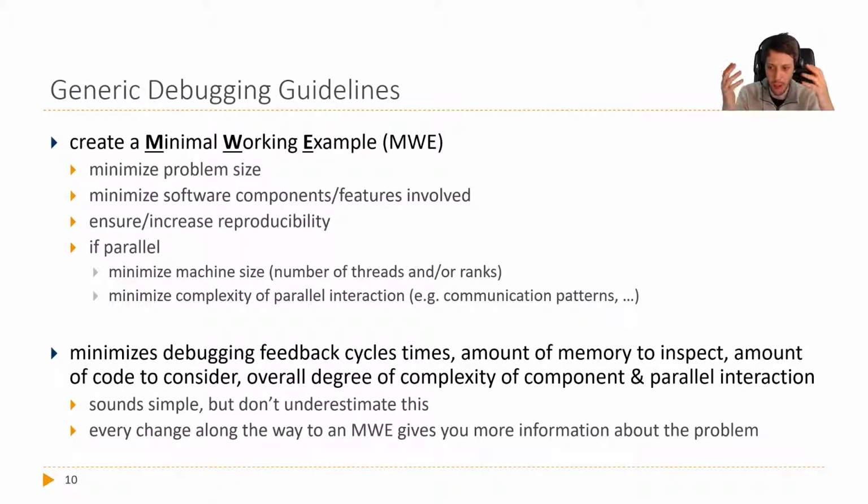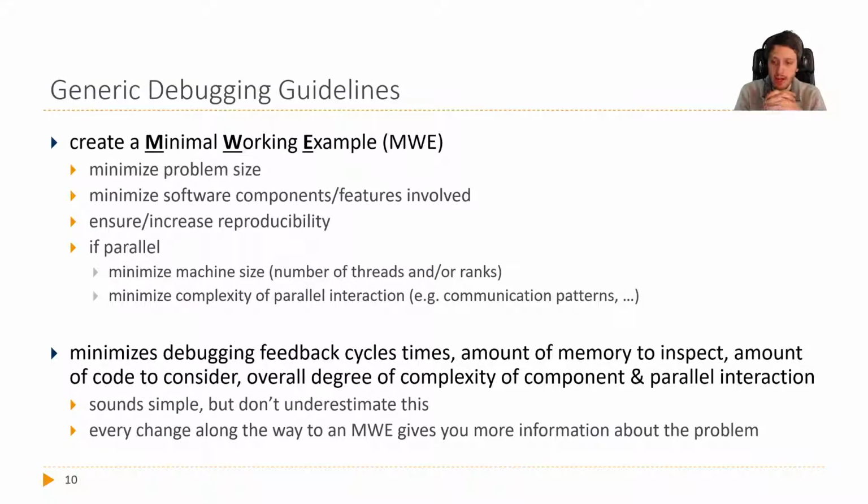And if you work with parallel programs, try to minimize the machine size, for example. Ideally, the bug already happens with a single process or a single thread, because in that case, it's much easier to debug. You can just omit the entire parallel thinking. Even if that's not the case, it's easier to debug a parallel program where you have a bug occurring with 2 threads compared to 64, because it's simply less context that you have to keep in your mind.